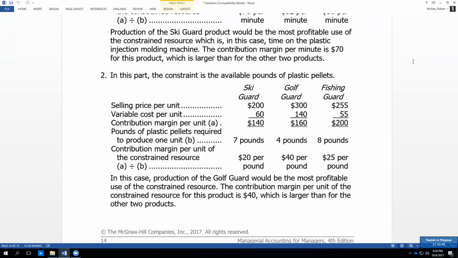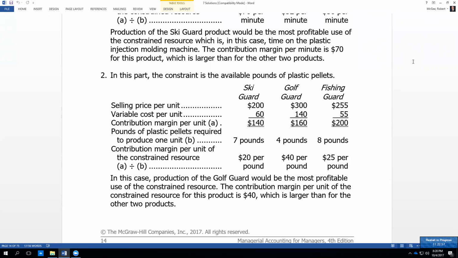And when they make all of the golf guard that they can sell, the next thing they use the pellets for is fishing guard. And when they make all the fishing guard that they can sell, with the remaining pellets, they use that for ski guard. So I think the reason the authors gave us this particular exercise is to emphasize the fact that when you have a constraint like this, you figure out what's the most profitable per minute, per pellet, per pound, per board foot, whatever it is, based on the constraint factor. Whatever the constraining resource is, you figure out what's the most profitable, and then you can maximize the bottom line by doing what we just did.